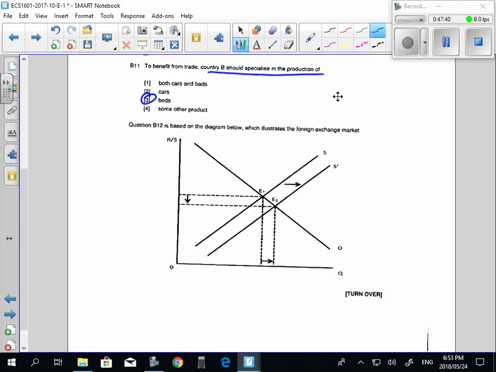Based on the diagram below, which illustrates the foreign exchange market, the shift in the supply curve from S to S1 is due to what? So firstly, what is the shift from S to S1? It is an increase in the supply of whatever the foreign currency is, dollars. Okay. So what would increase the supply of foreign currency into South Africa?